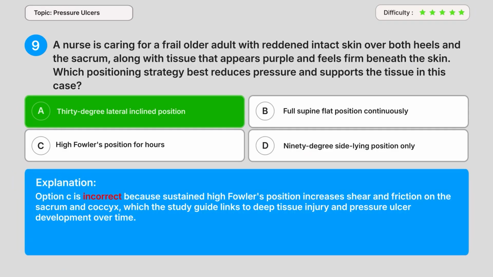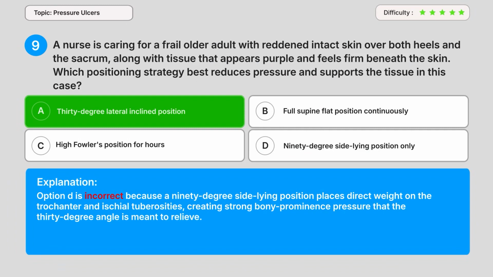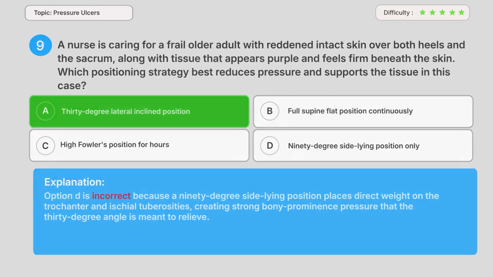Option C is incorrect, because sustained high Fowler's position increases shear and friction on the sacrum and coccyx, which the study guide links to deep tissue injury and pressure ulcer development over time. Option D is incorrect, because a 90-degree side-lying position places direct weight on the trochanter and ischial tuberosities, creating strong bony prominence pressure that the 30-degree angle is meant to relieve.